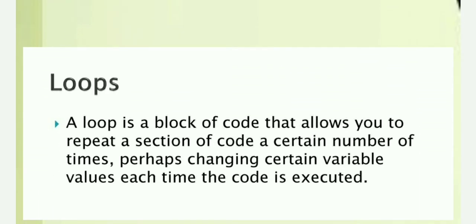So here one definition is there. A loop is a block of code that allows you to repeat a section of code a certain number of times, perhaps changing certain variable values each time the code is executed. The concept is very easy. For example, if you want your loop to run, you need to set one condition. If the condition is true, the loop will execute. And how many times the loop is going to execute depends on us, meaning what values of variable we are setting.